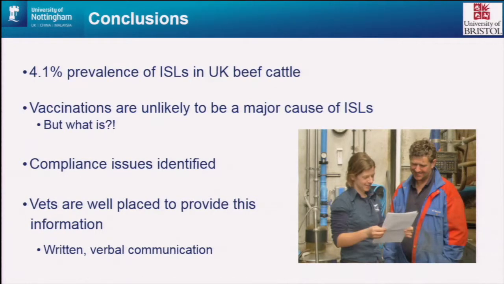So for the conclusions, we found that there was a 4.1% prevalence of injection site lesions in UK beef cattle. So in the year that the study was carried out, there were just under 3 million beef cattle slaughtered in the UK. So that equates to roughly 120,000 animals that were affected by injection site lesions. And I think when you put it in that context, you can see, again, that it's not an insignificant issue.